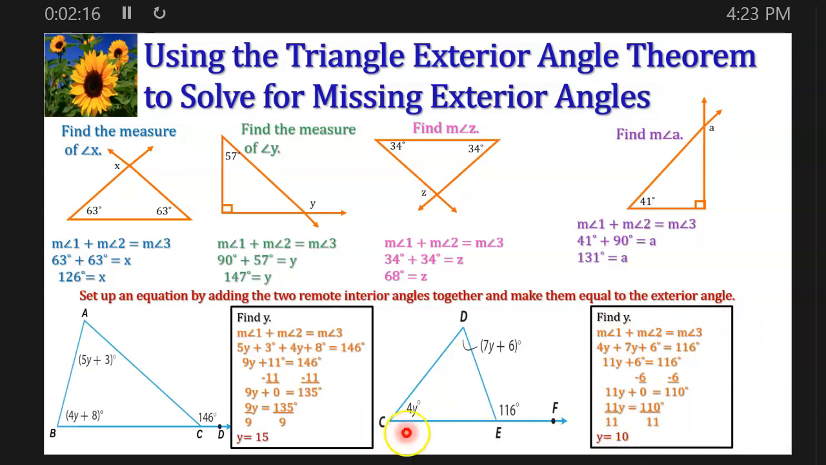And again, if I wanted to find out what this angle was, for instance, I would just do 4 times the 10, and that would be 40, and so forth.